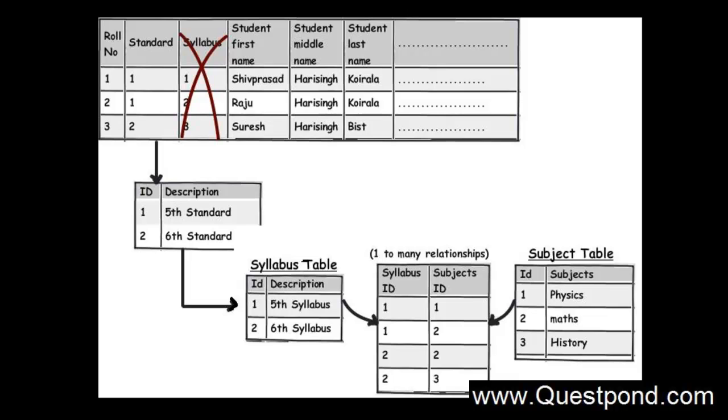Now every syllabus has subjects, so for that we have created a subject table. You can see a subject master table which has 3 records currently: physics, maths and history. And one syllabus will have multiple subjects, right? So for that we have created an intermediate table, which actually connects the syllabus table with the subject table and creates that one-to-many relationship. One-to-many relationship means one syllabus has multiple subjects.